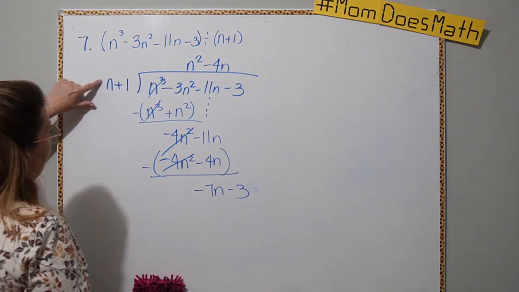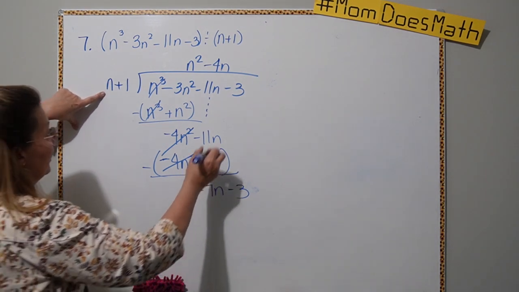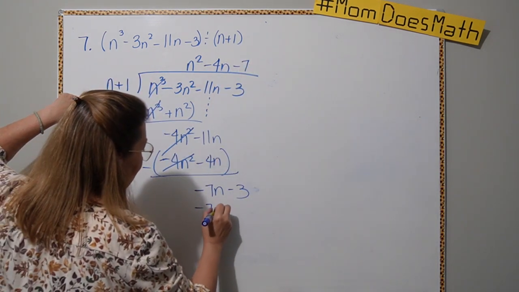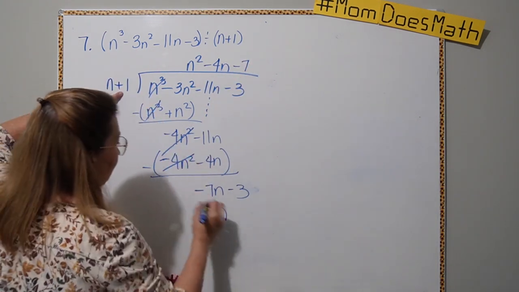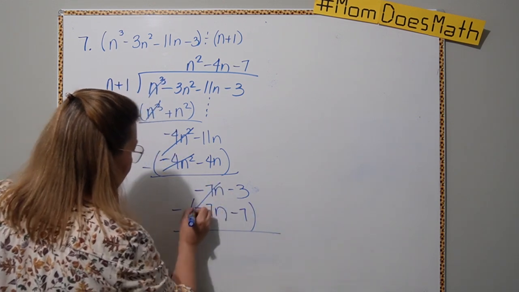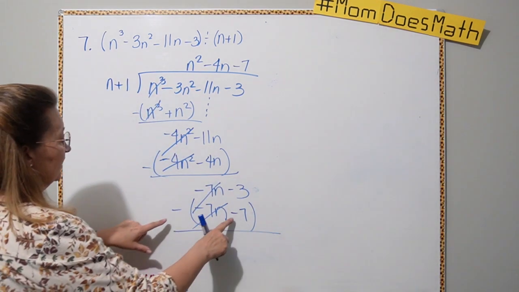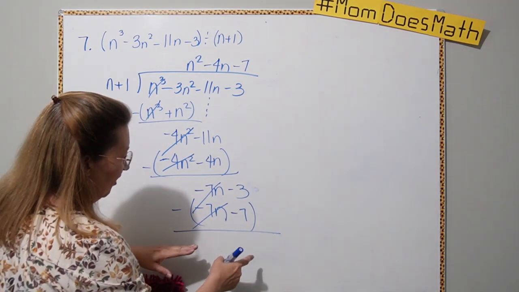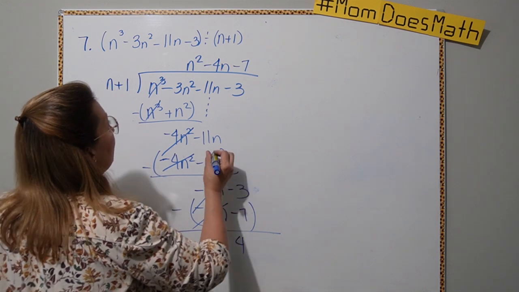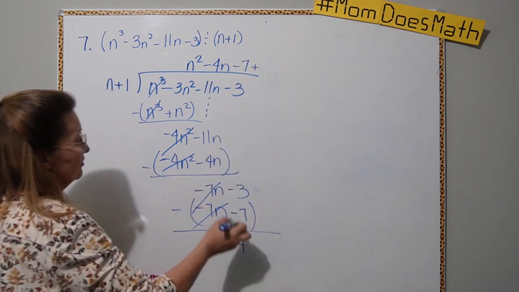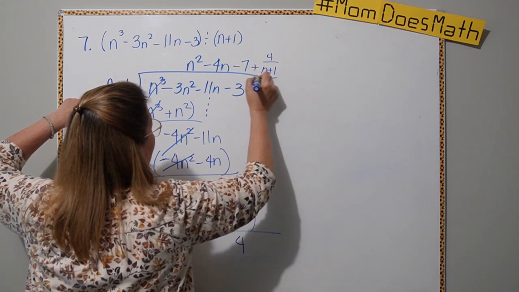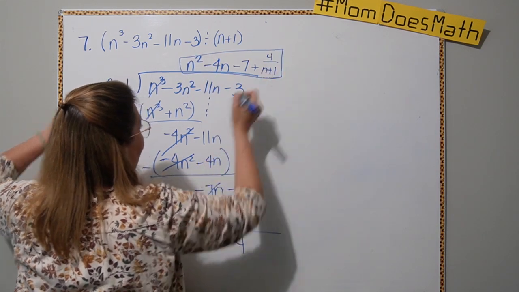Okay. Now, what would I multiply n by to get negative 7n? Well, that's minus 7. Minus 7 times n is minus 7n. Minus 7 times 1 is minus 7. Now, I'm subtracting. These two cancel out. Once again, minus a negative means plus a positive. So negative 3 plus 7 is 4. All right, and that's going to be my remainder. So I can just put it up here over my divisor and say, here's my answer.